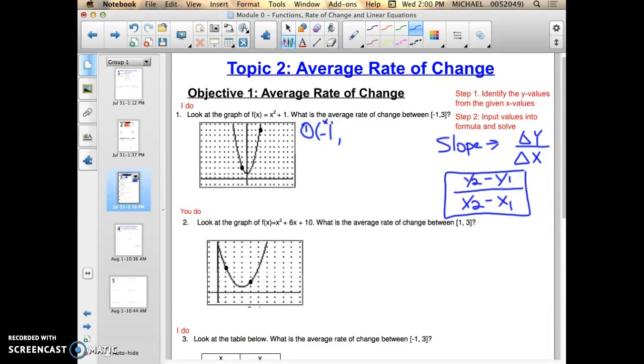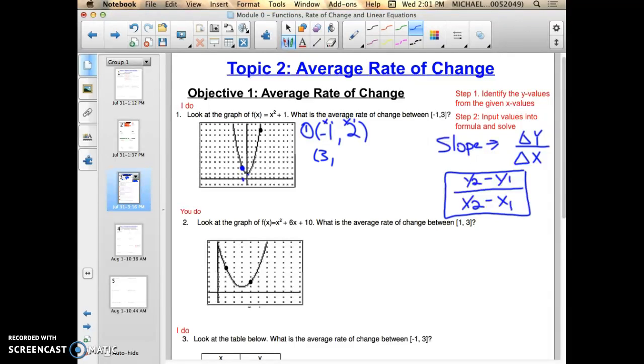At -1, I have to then look at the picture of my graph and see what is the y value at -1. At -1, which is right here, the y value is already dotted for you, right there. At -1, it goes up 1, up 2. So at -1, it is 2. That is my y1. They go hand in hand: x1, y1.